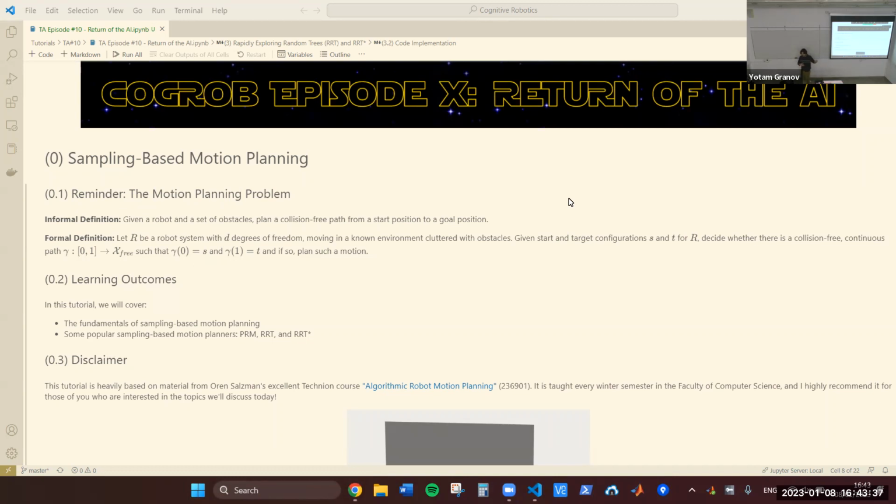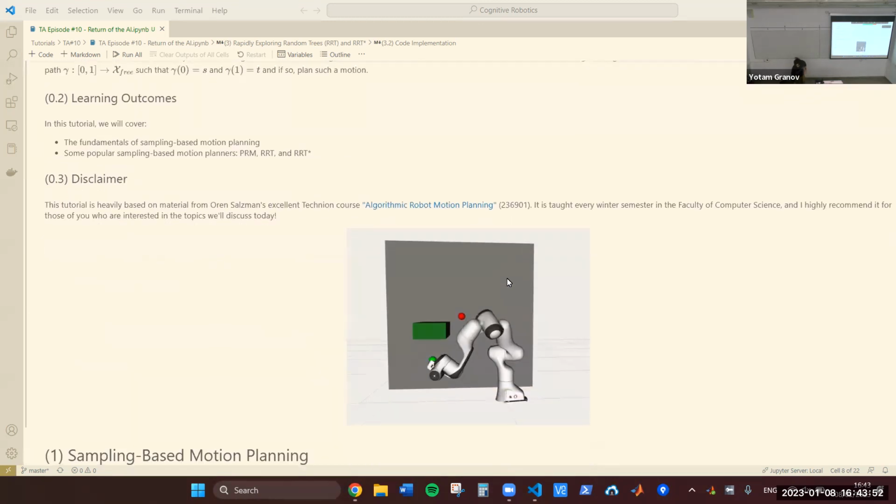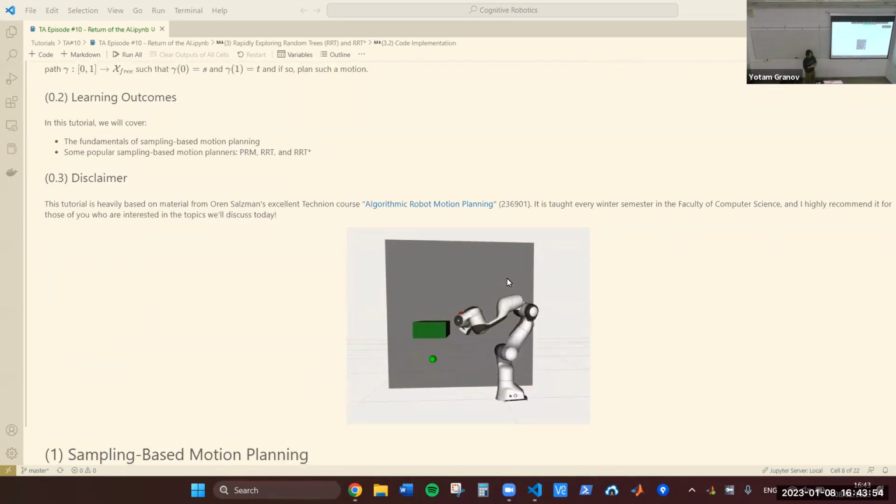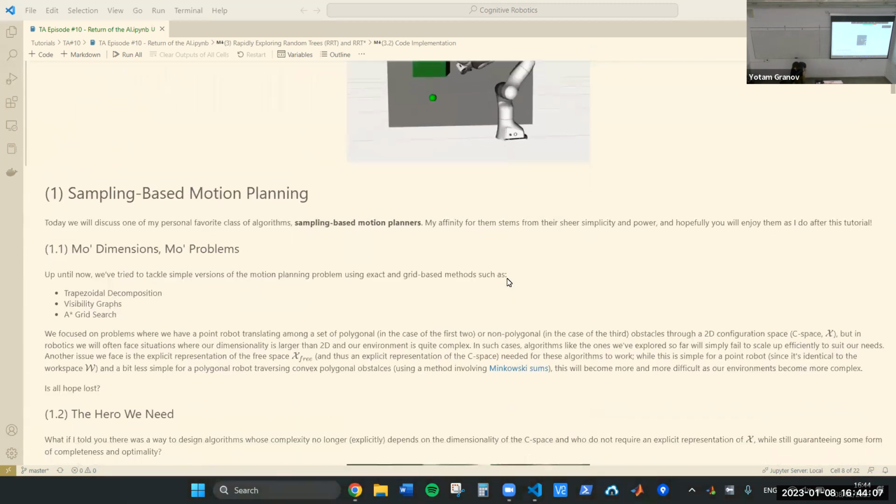So today, this group of algorithms known as sample-based motion planners is one of my personal favorite groups of algorithms in general, just due to its pure simplicity and the power of the methods that we're going to explore today. And again, this is based on stuff I've learned in a course taught by Oren Zaltzman, algorithmic robot motion planning, taught in the computer science faculty every winter. Highly recommended if last week and this week pique your interest.